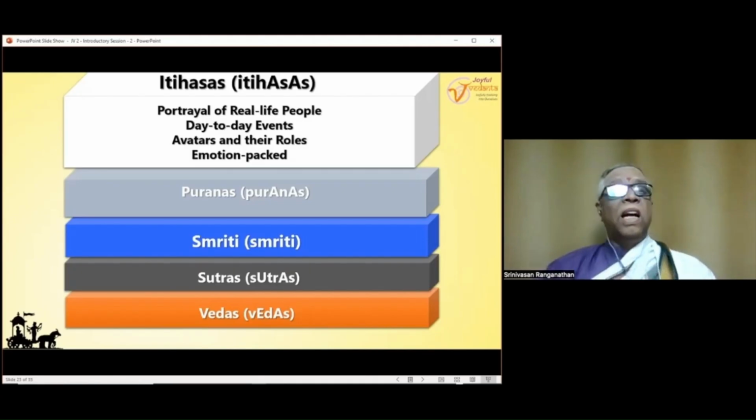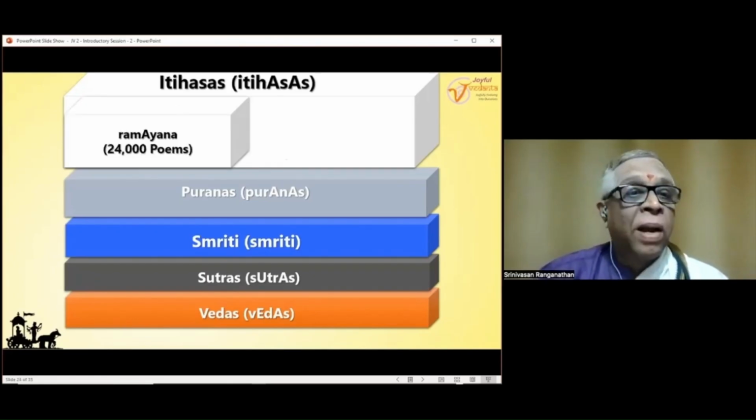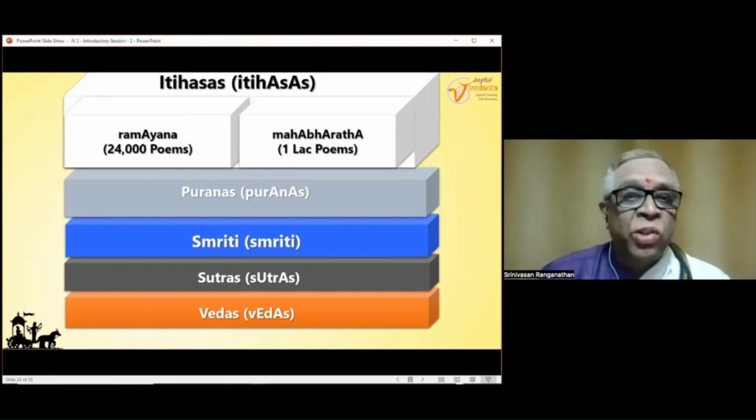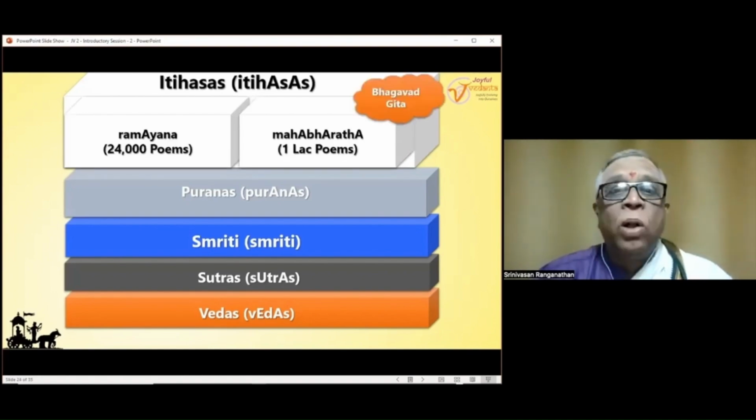So Ithihasas sorted the problem of gods being the heroes. Ithihasas brought in day-to-day real-life people as heroes and heroines, and villains and comedians, right? All this happened. So you have Ramayana, which is 24,000 poems. Then we have Mahabharata, which is 1 lakh poems, right? All this happened.